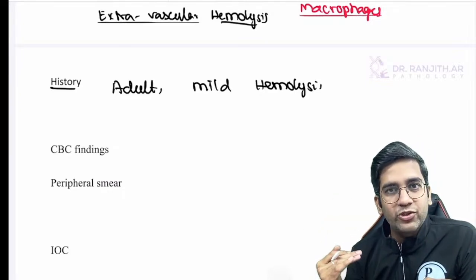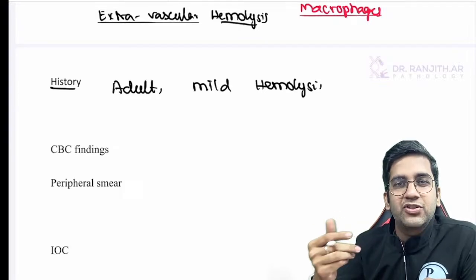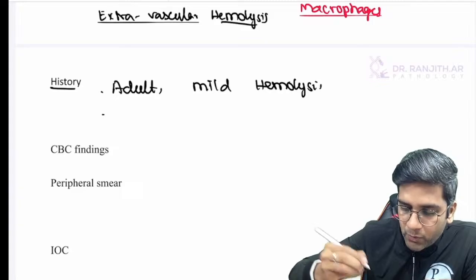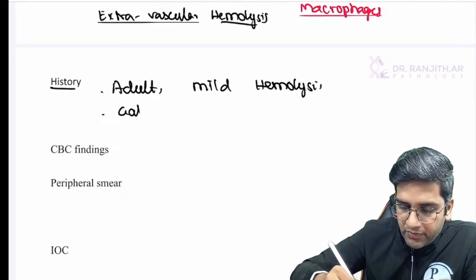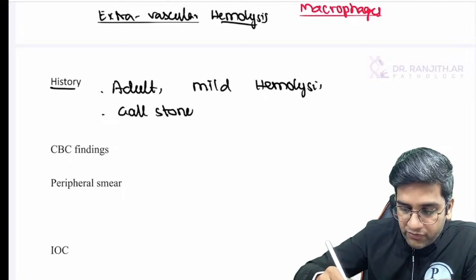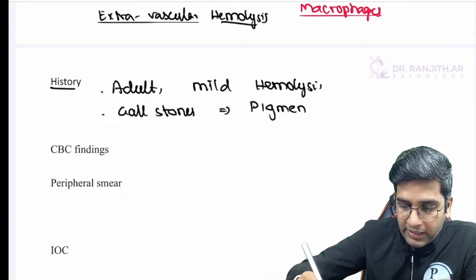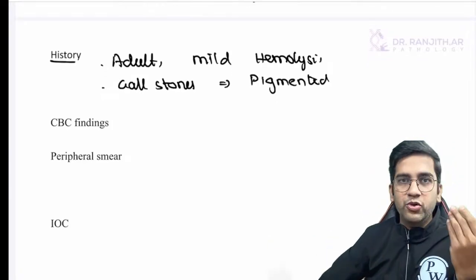Since they have mild hemolysis, they generally do not present with fatigue. Hemoglobin might be 11 grams, 10.5 grams. They won't present with fatigue, right? So most likely the presentation is due to gallstones. Pigmented gallstones or cholesterol stones. Gallstones are the common presentation for HS, and obviously there will be pigmented gallbladder calculi. If it's a cholesterol stone, it is not due to hemolysis. Only a pigmented gallstone is due to hemolysis, right?